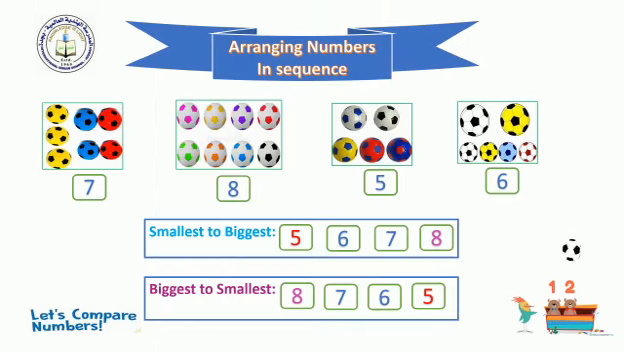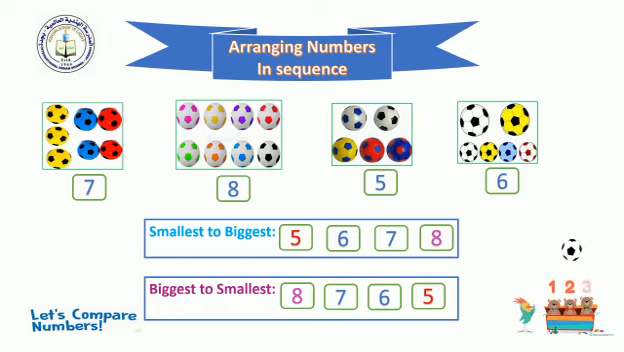Now, let us arrange the balls from smallest to biggest. The smallest number in the group is 5 and the biggest number is 8. So first we write the smallest number 5, then the number which is bigger than 5, that is 6, and then 7, and the last is the biggest number 8. So the numbers 5, 6, 7, 8 are arranged from smallest to biggest.